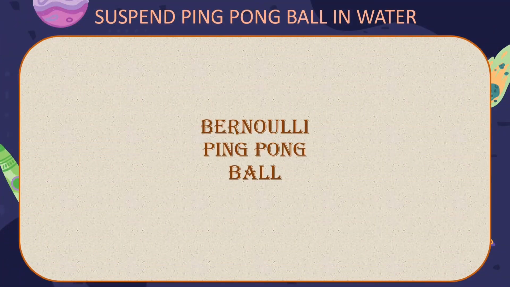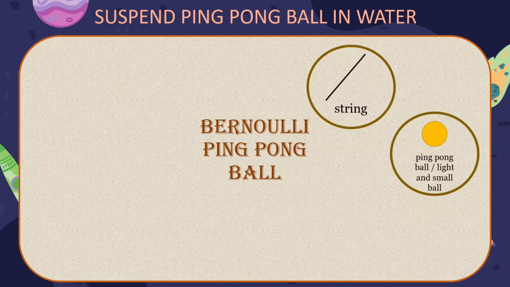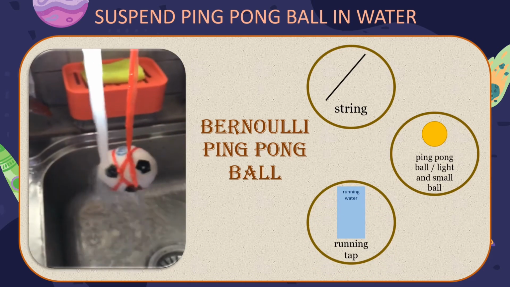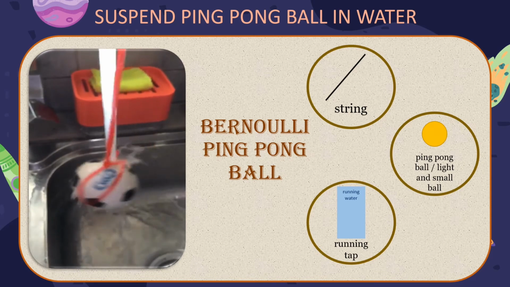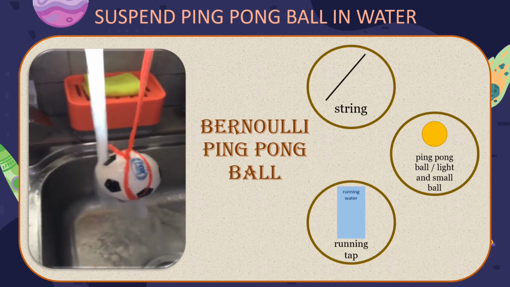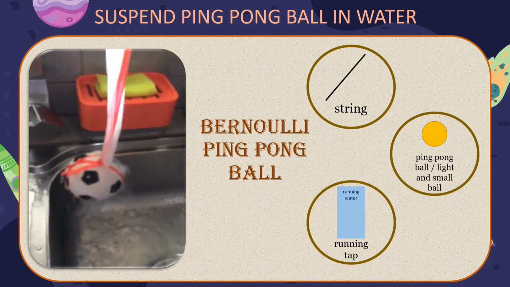Now, let's see what will happen when we suspend ping pong ball in water. For this experiment, we will be needing a string, a ping pong ball or light and small ball, and also a running tap. Now let's watch this video first. For this experiment, we need to attach the string to the ball and suspend the ball in the water stream.